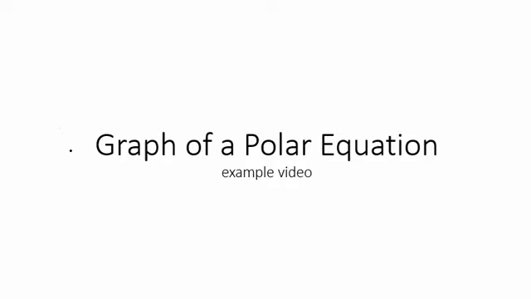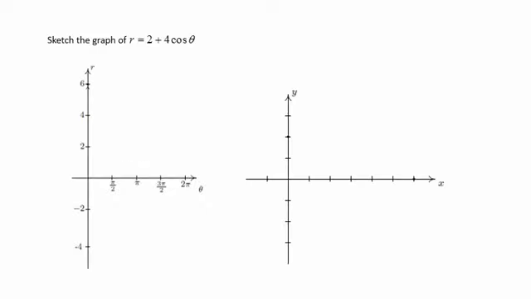In this video, we're going to look at an example of graphing a polar equation. Let's consider the equation r equals 2 plus 4 cosine of theta. And the first thing we want to do is sketch a graph of this in the theta-r plane. Recall this would be a cosine function that has an amplitude of 4 and then has been vertically shifted upward by 2 units. It would look something like this.